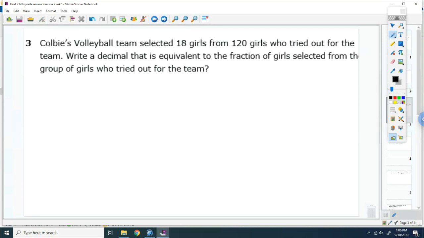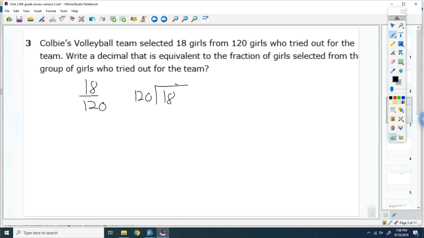Okay, number 3. Colby's volleyball team selected 18 girls from 120 girls who tried out for the team. Write a decimal that's equivalent to the fraction of girls selected from the group of girls who tried out for the team. So I have the fraction 18 over 120. So I have to change that to a decimal. So 18 goes in the house, 120 goes on the outside.